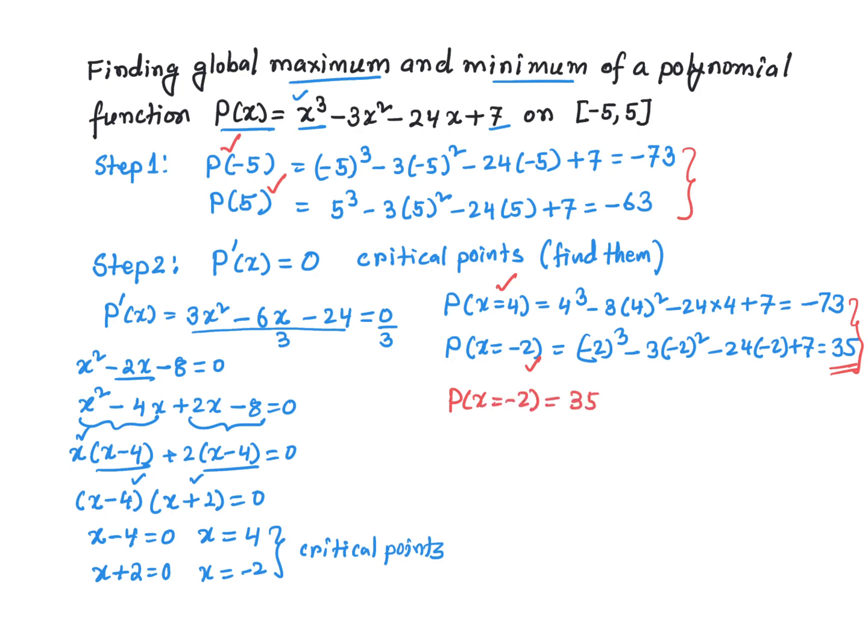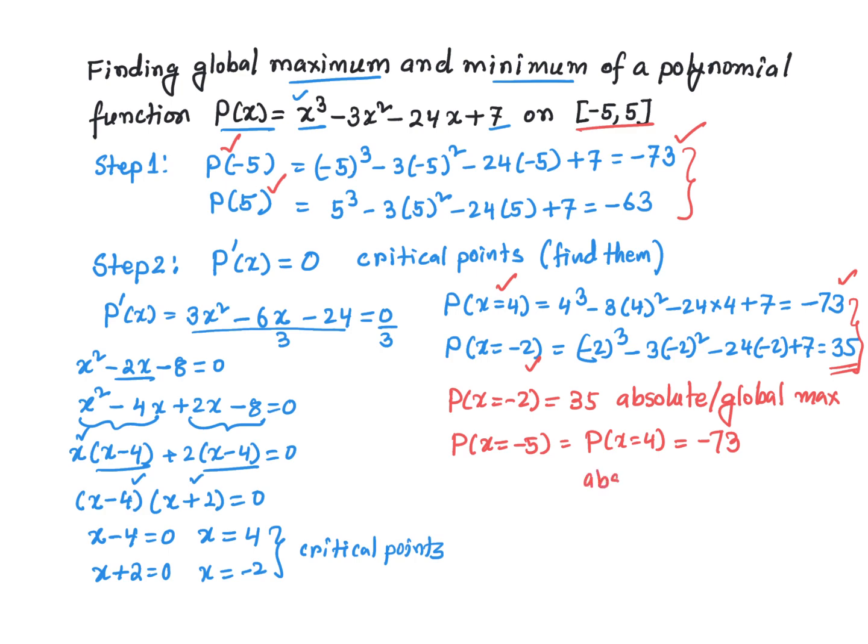So p of x at x equal to -2 is the absolute max. Okay, 35 is the absolute slash global max in that interval, by the way, remember, in the interval -5 to 5. And the global min is happening at 2 different locations, at -5 and at 4, because p of -5 is equal to p of 4. Both of them are equal to -73, which is the absolute slash global minimum.